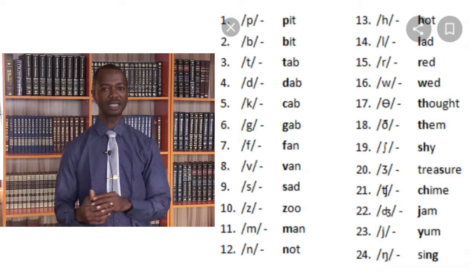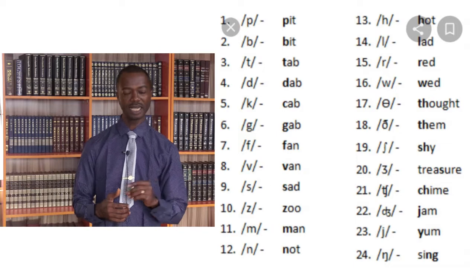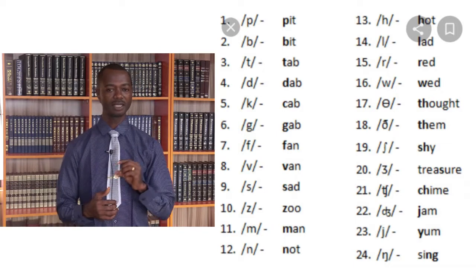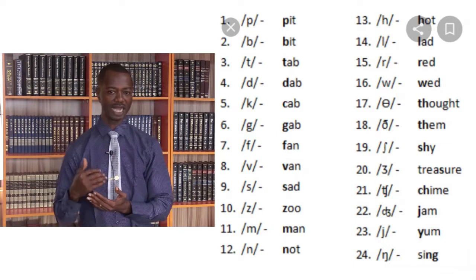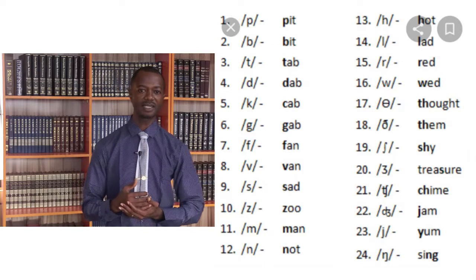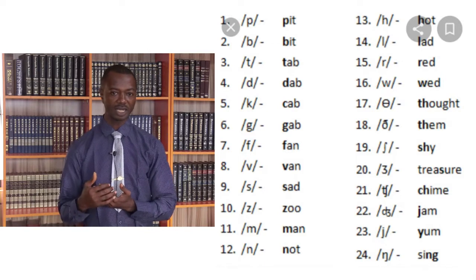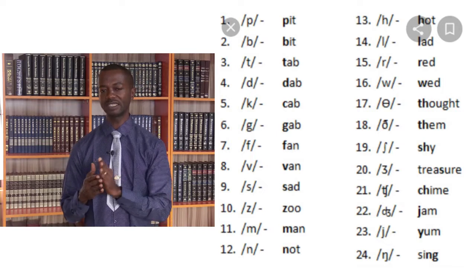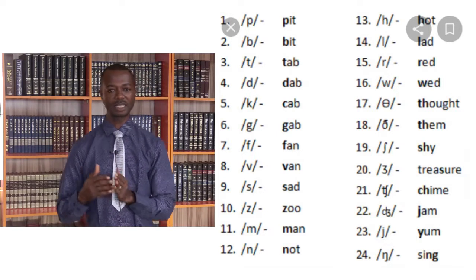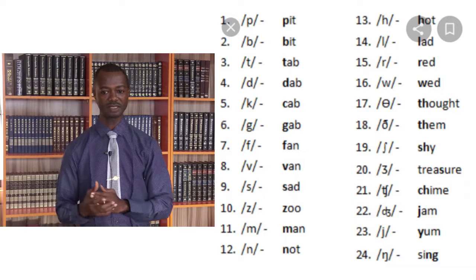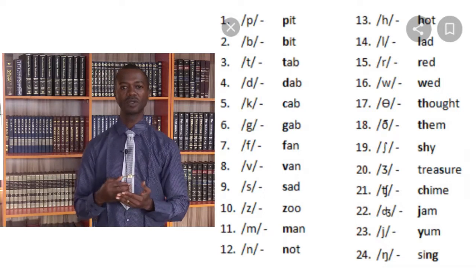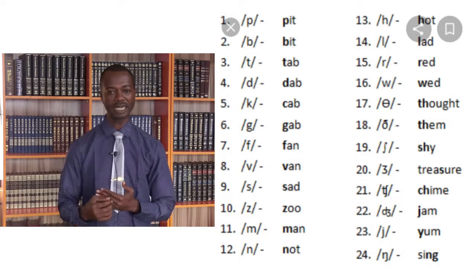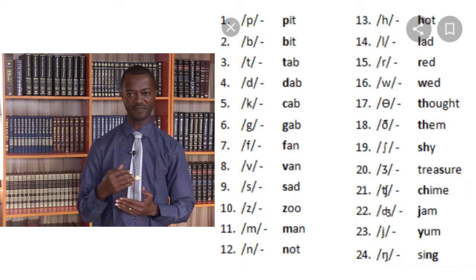Then you have the voiced th. The voiced th is more pronounced compared to the voiceless th. Mind you, I said the first th is voiceless, while the second is voiced. So the voiced th, you have it in brother, in then, in father.